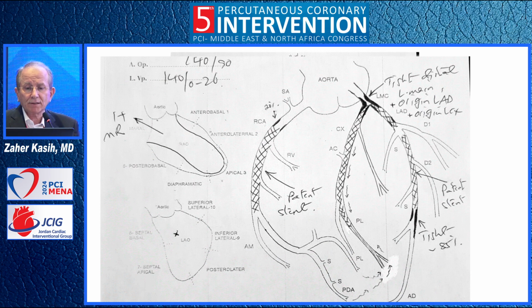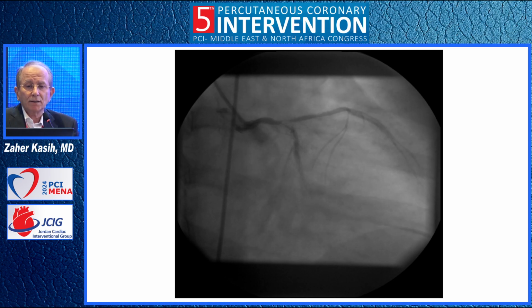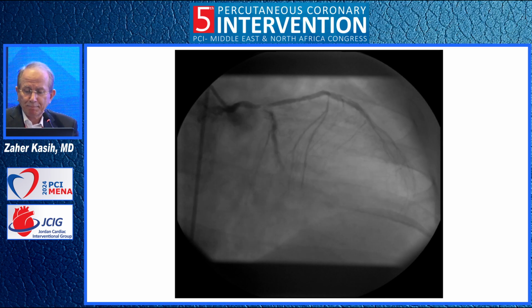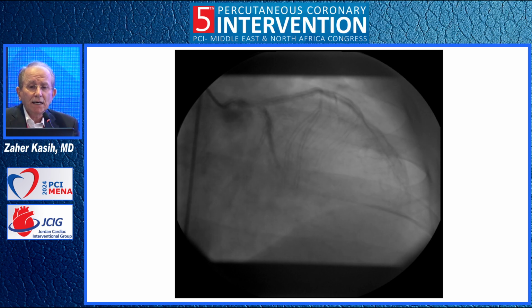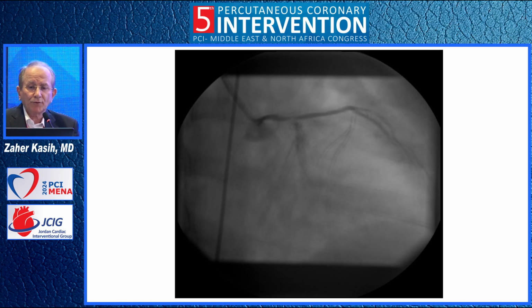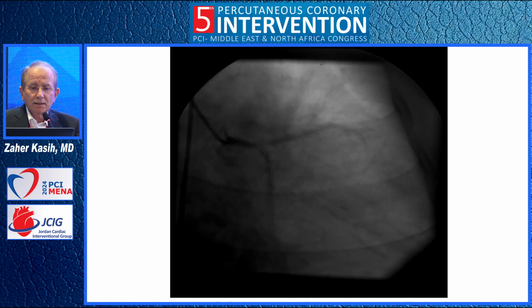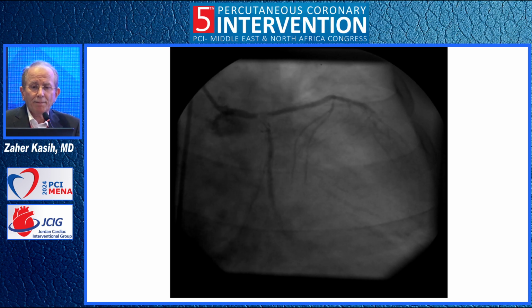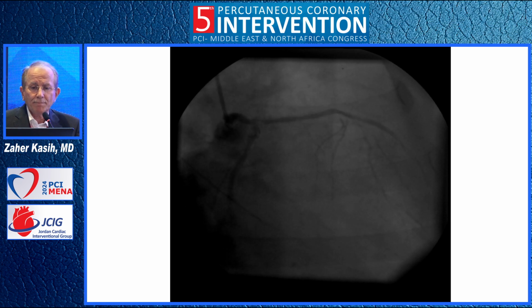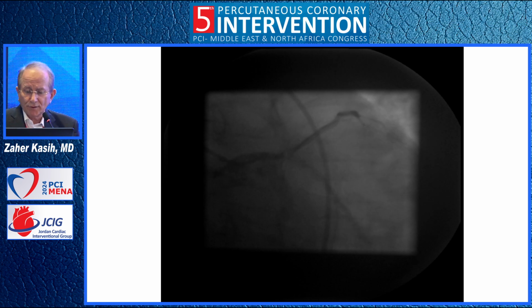So this was the result afterwards, and you could see here the terrible results after 8 months: distal left main, origin circumflex, and origin LAD stenosis. The right coronary was still okay.